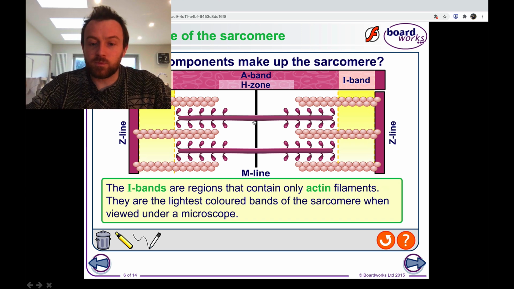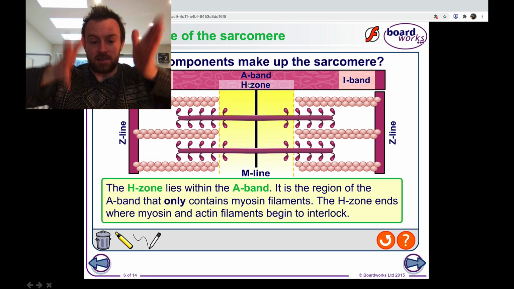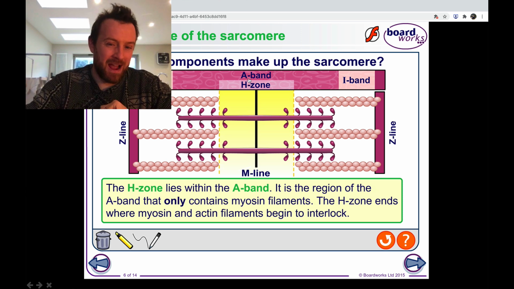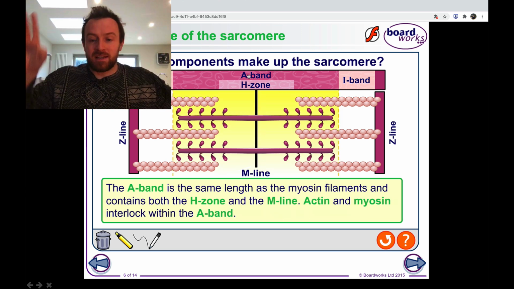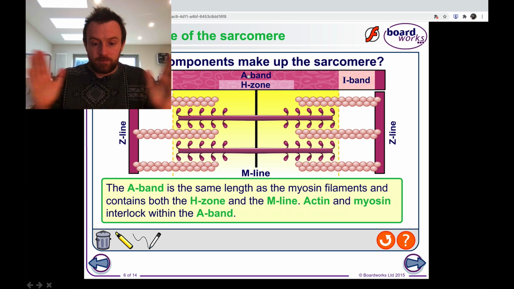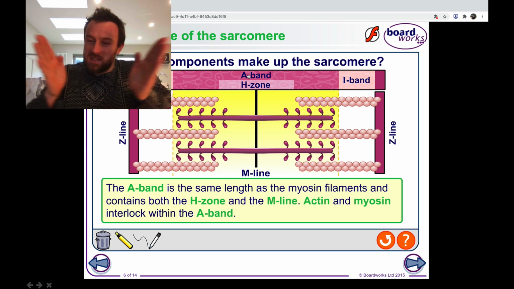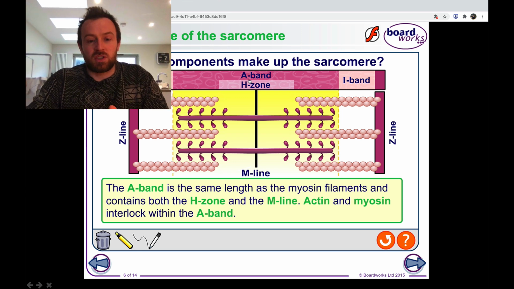And then you've got this band here, the H zone, which is within the A band. Let's go back actually. Let's do the A band first. The A band is the part where the thick filaments are, so the part where there's myosin. But within that A band, which is large, there's a smaller sub part of it, which is called the H zone, which is where there is only myosin, no actin.